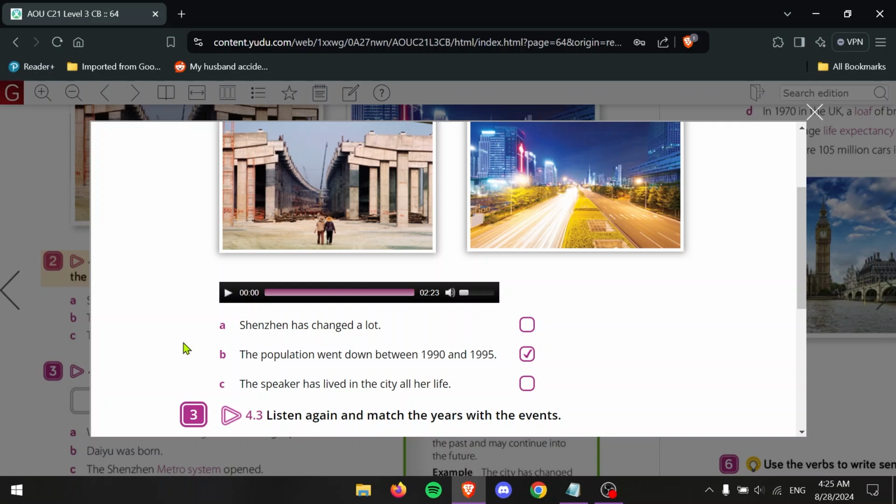Yes, the speaker speaks about the changes that she saw throughout her life living in the city.